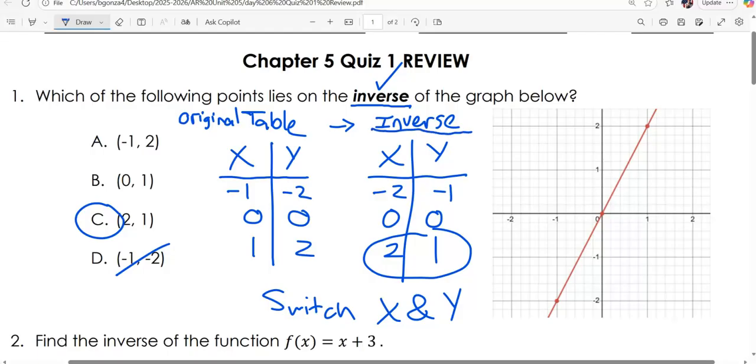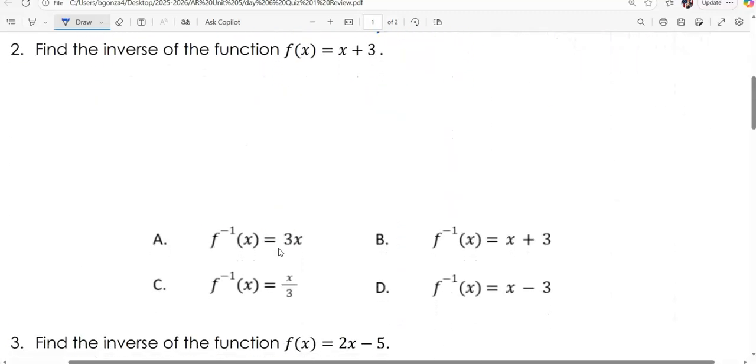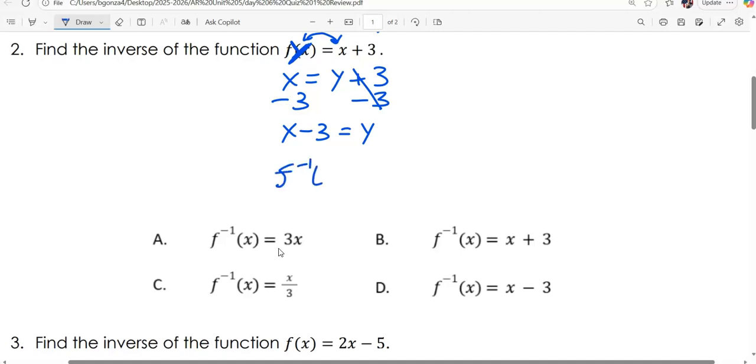Okay. Number 2, find the inverse of the function. Step 1, f of x becomes a y. Step 2, switch x and y. So it's x equals y plus 3. Step 3, solve for y. So how do I get y by itself? Get rid of a plus 3 by doing the opposite. Minus 3. Minus 3. X minus 3 equals y. And then you switch it and rewrite it as f inverse x equals x minus 3.